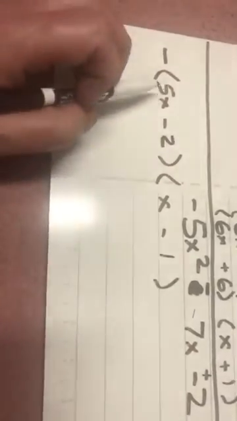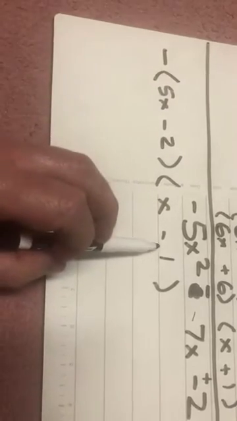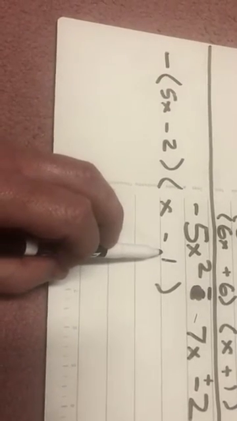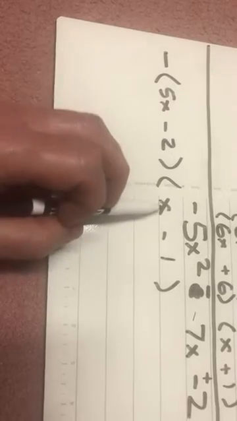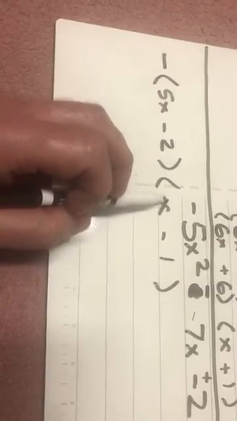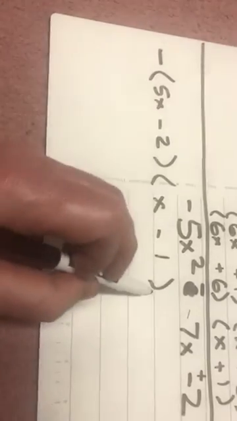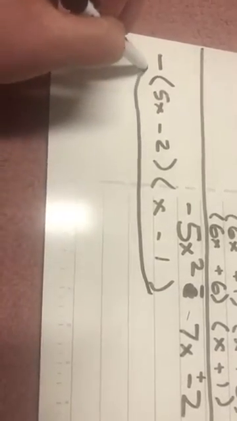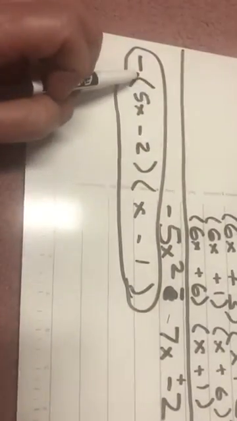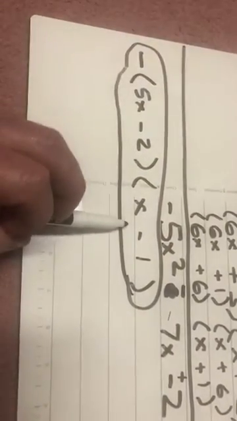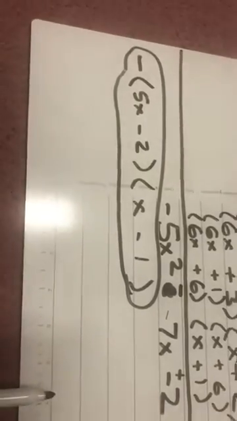Let's see what happens. 5x times a negative 1 makes a negative 5. Negative 2 times a 1x, that's a negative 2. A negative 2 and a negative 5 give me negative 7. I like it when I get my answer right the first time. Negative outside, 5x minus 2, x minus 1. All right? Moving right along.